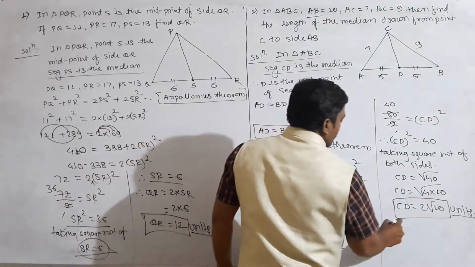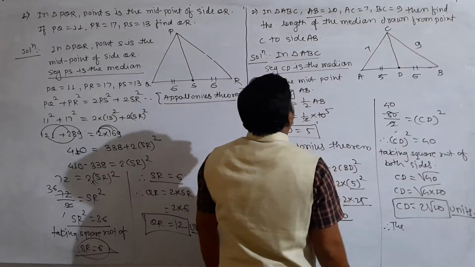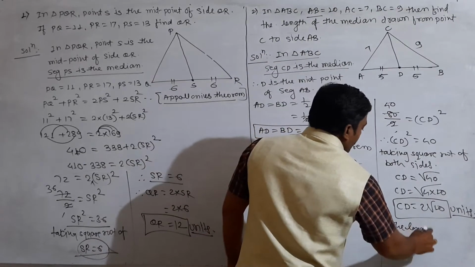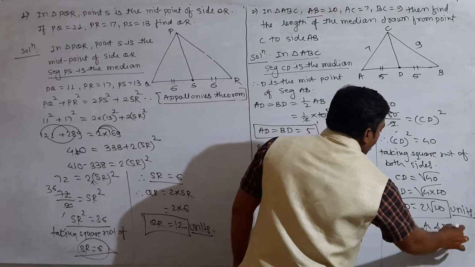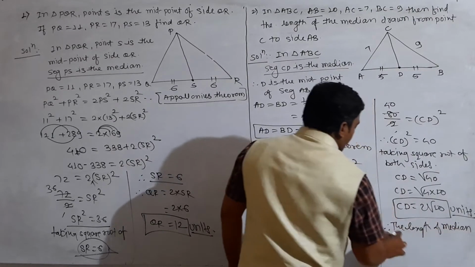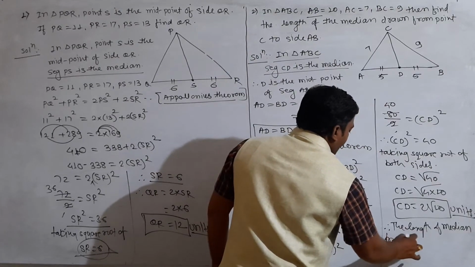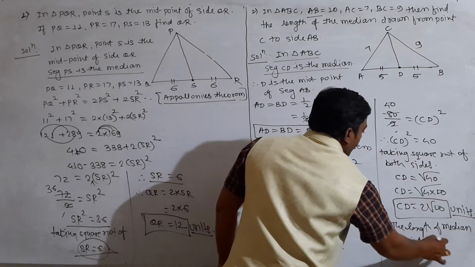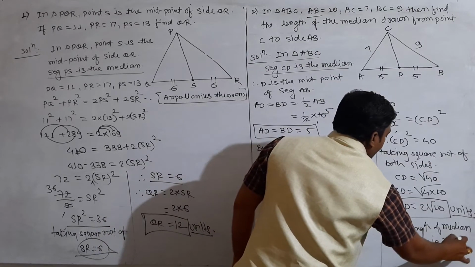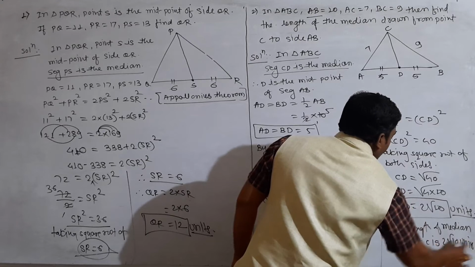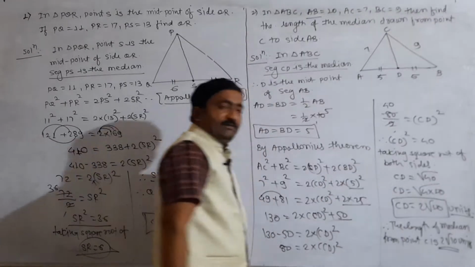Therefore, the length of median from point C is 2 root 10 units. In this way, we can solve the given problem.